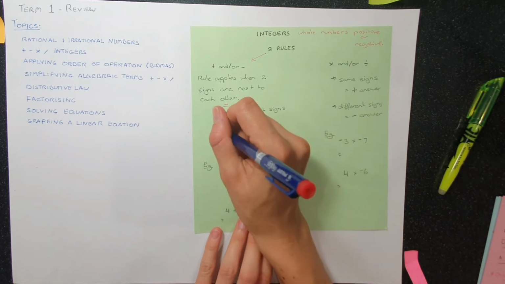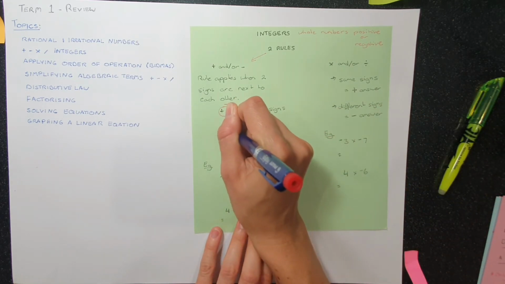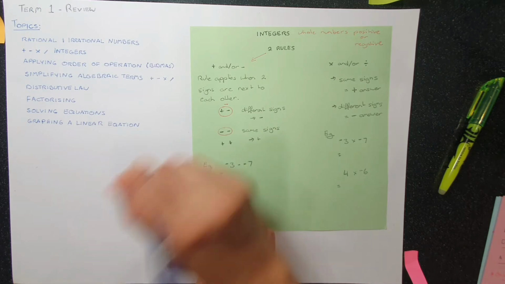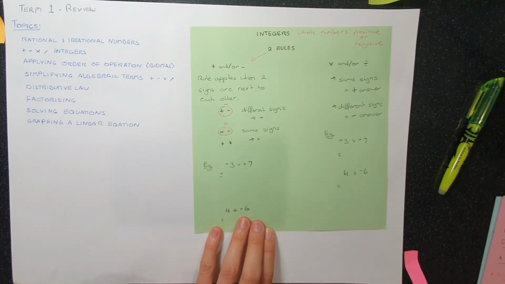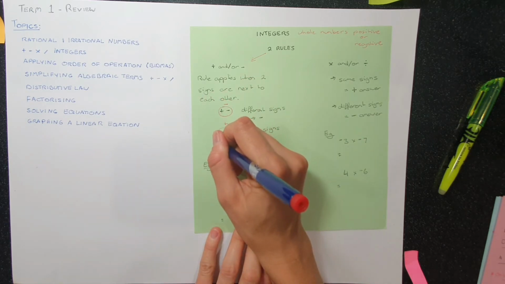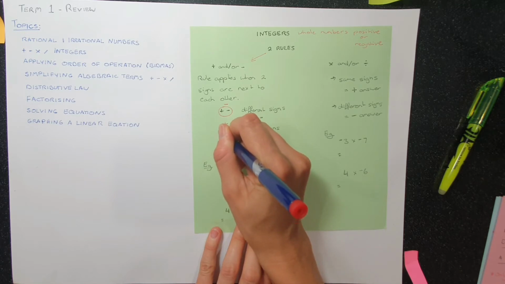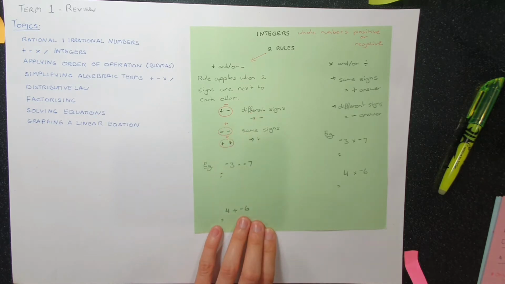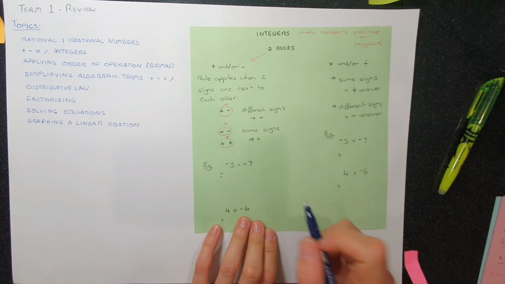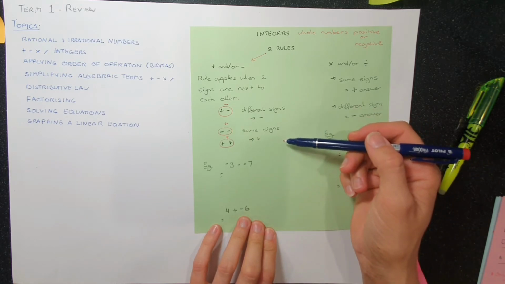So what we would do in this situation is we would circle two signs that are next to each other that are the same, and we make them a plus. Same with these guys here. Circle the two and we simplify them down to a plus. All right, that there is the rules. Let's have a look at how they look in practice.